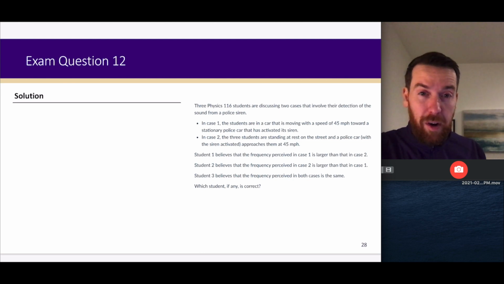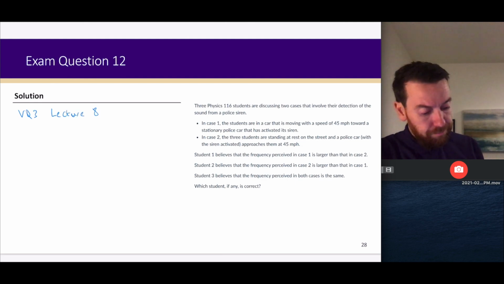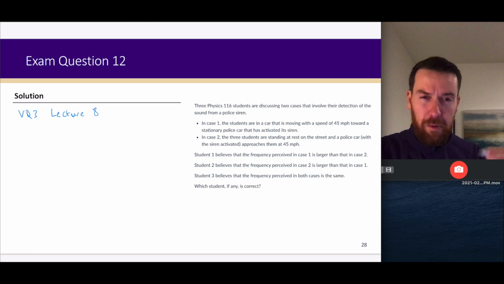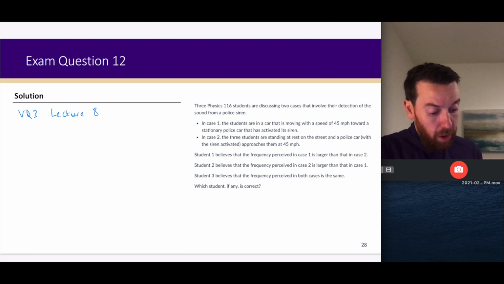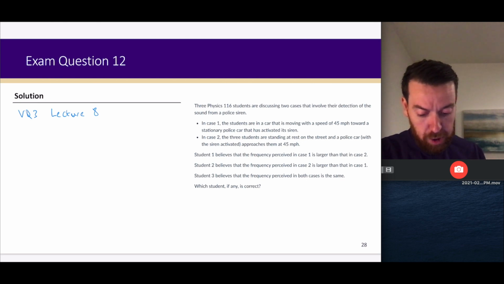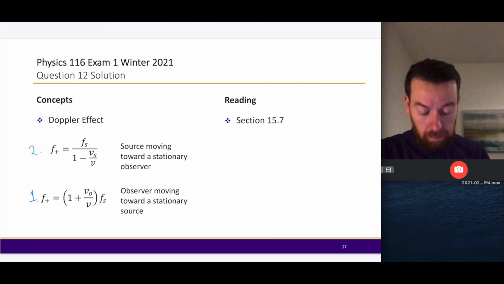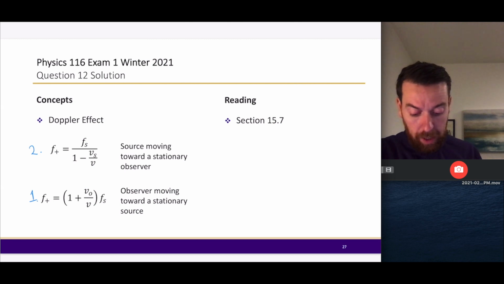I also know that this is a very similar question to video question 3 from lecture 8. That was what I was building on for this question. Okay, so in case 1, we've got the moving observer towards a stationary source. So if we go back here, we have the observer moving towards a stationary source. This is case 1, and this is case 2. So we want to compare both.